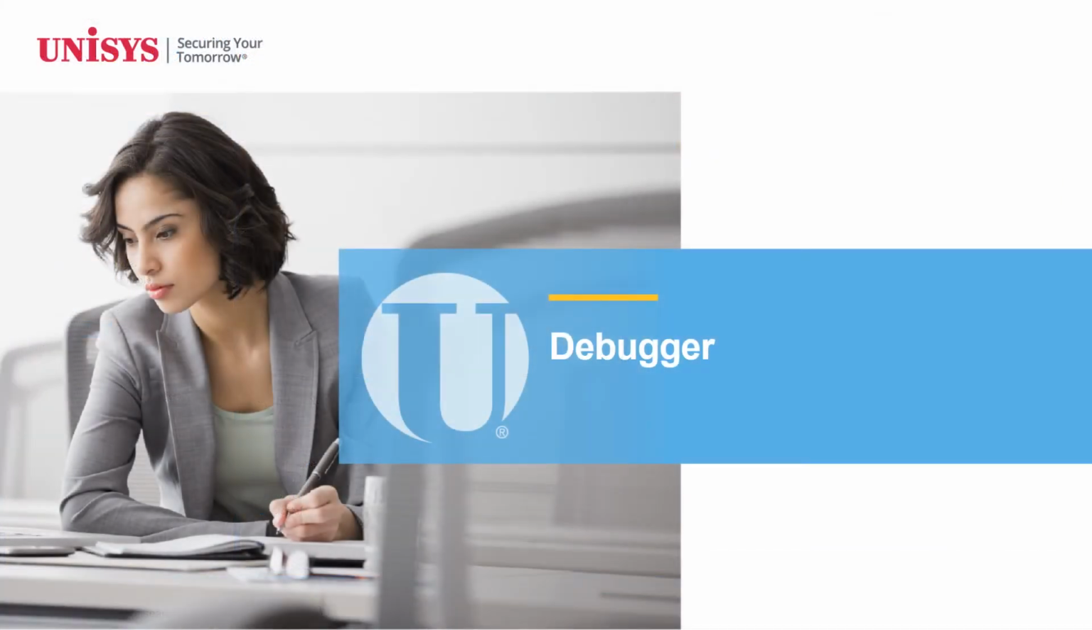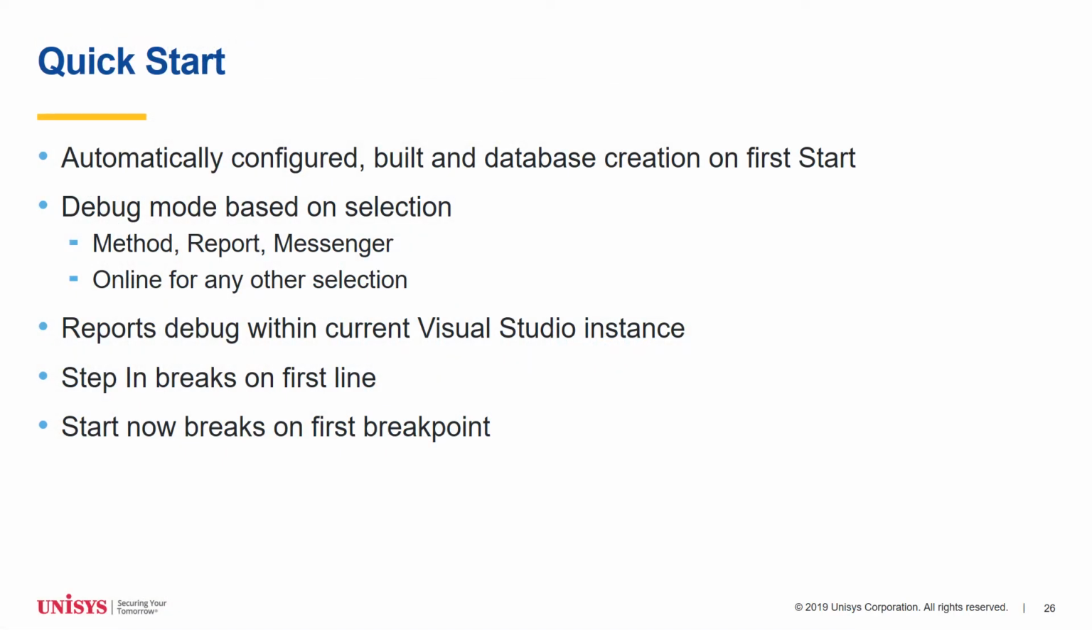This now brings us to Debugger, which has undergone some significant enhancements in Agile Business Suite 7.0. The first place to start is with the start. There are now two ways to start an Agile Business Suite application. You can use the step in that breaks on the very first line, or you can just use the start that will continue until it hits the first breakpoint.